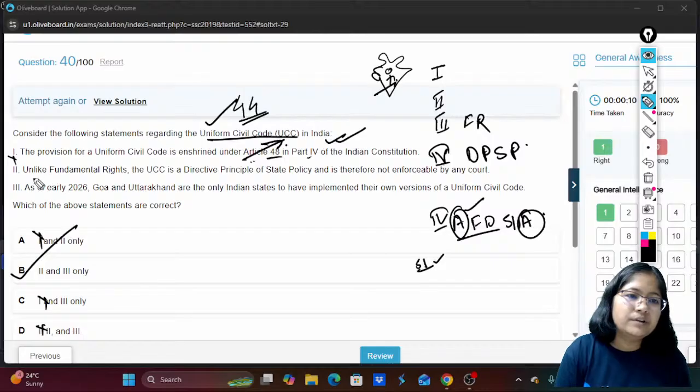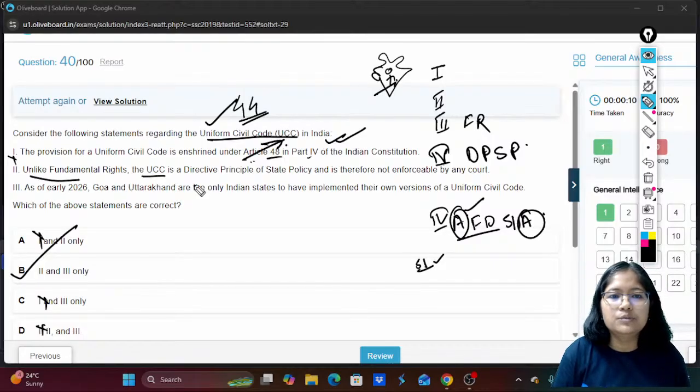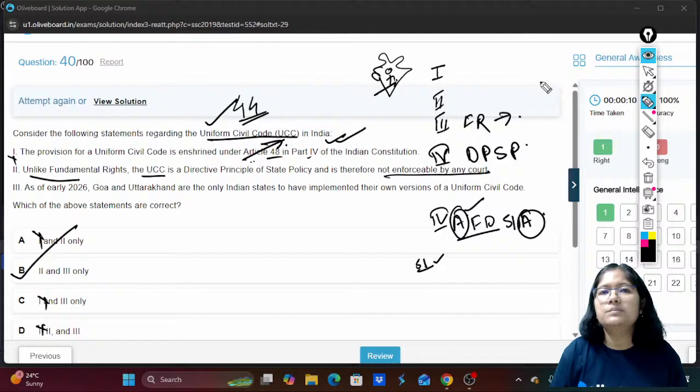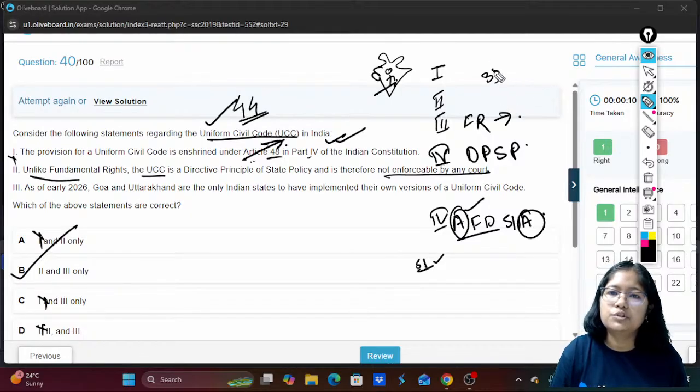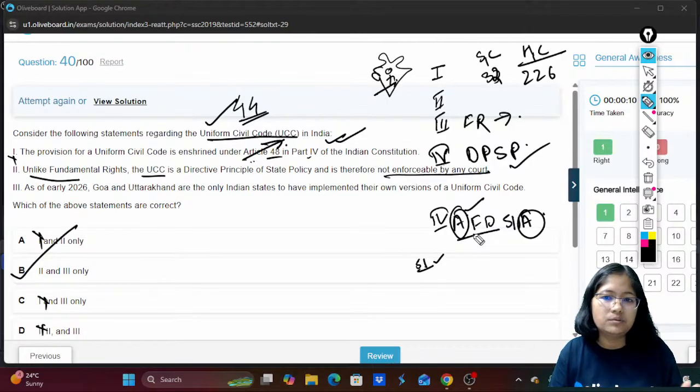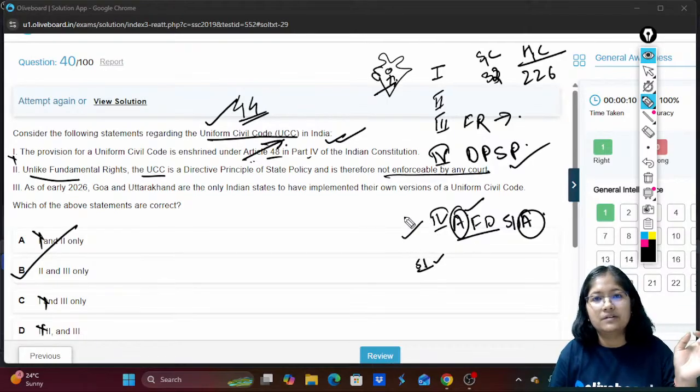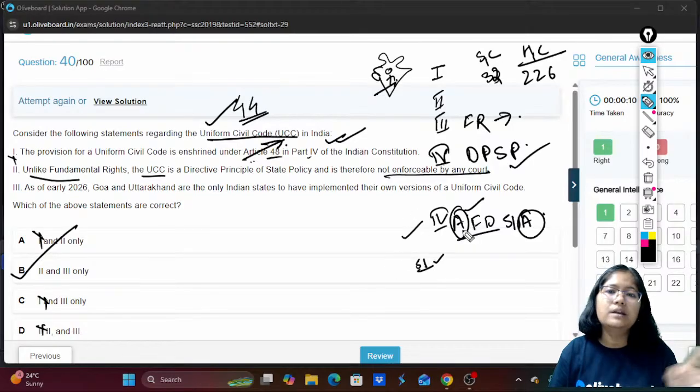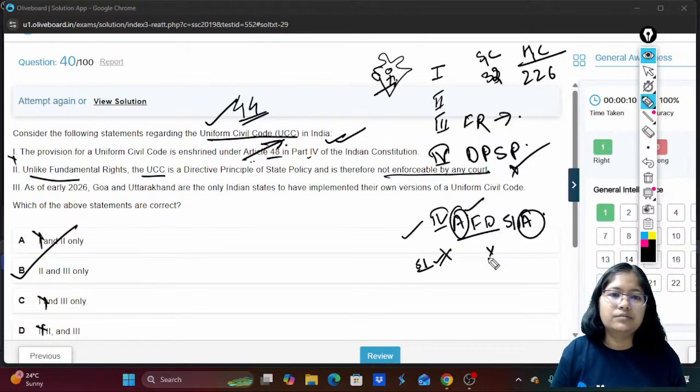Okay. If you want to read further, unlike fundamental rights, the UCC is a directive principle of state policy and is thereby not enforceable by court of law. Fundamental rights are justiciable, enforceable in court of law. That means Article 32, you can approach the Supreme Court directly, and Article 226, you can approach the High Court directly, right? But DPSP, these are just directives, principles of state policy, not enforceable in court of law. Fundamental duties, it was suggested you study the Swaran Singh committee recommendations, right? But they are also non-enforceable. You cannot approach a court of law, right? So these are non-enforceable.